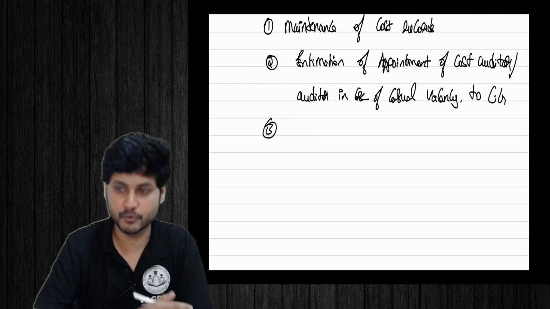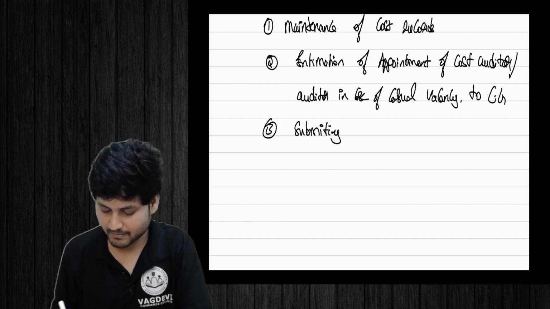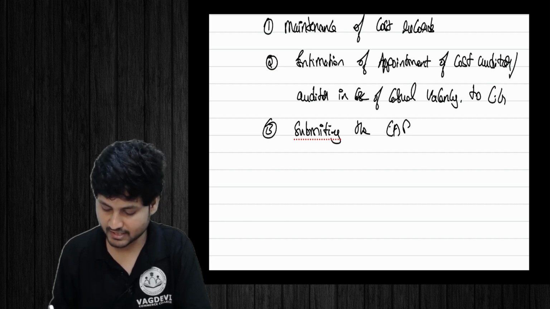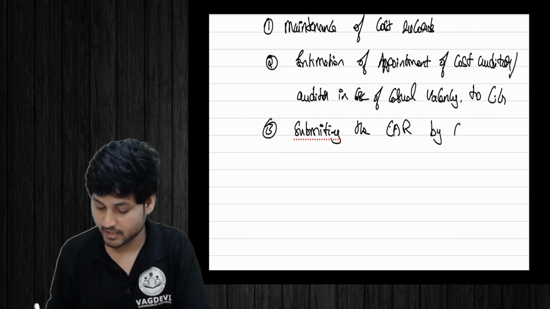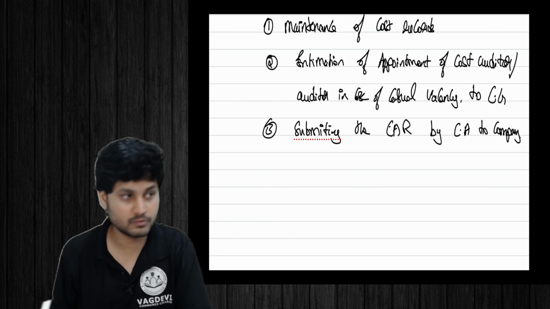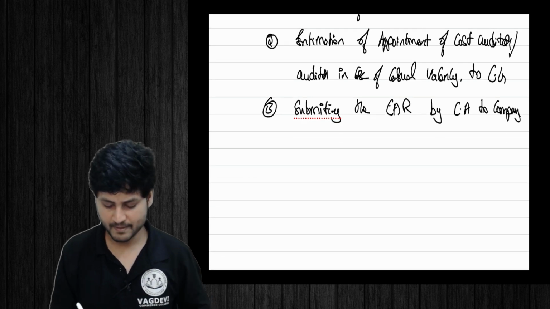Come to point number 3. Submission of cost audit report. Who submits to whom? Submitting the cost audit report by the cost auditor to the company. Company means board of directors.